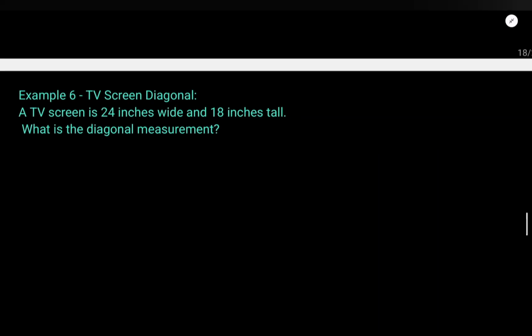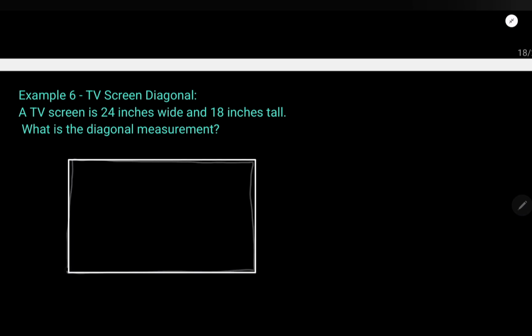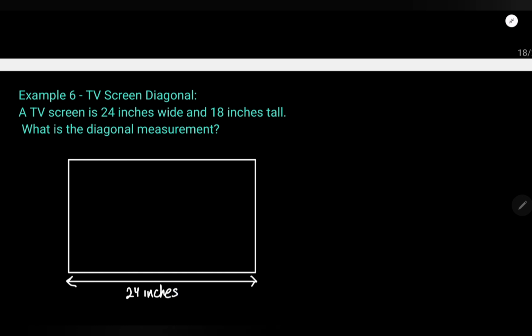What is question number 6? TV screen diagonal. A TV screen is 24. We know that this is a rectangular screen, right? They are saying a TV screen is 24 inches wide. So I say this is 24 inches, right? And 18 inches tall. This is 18 inches tall, right?